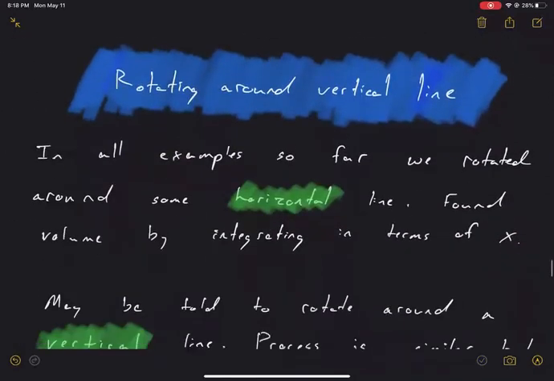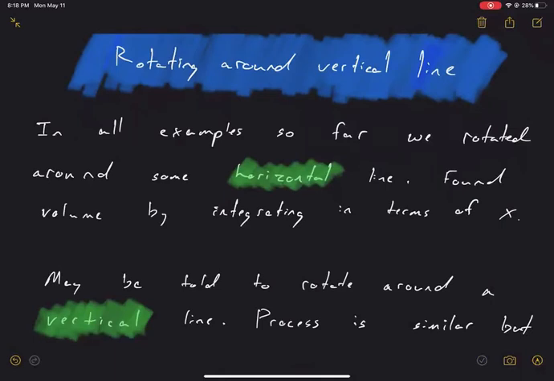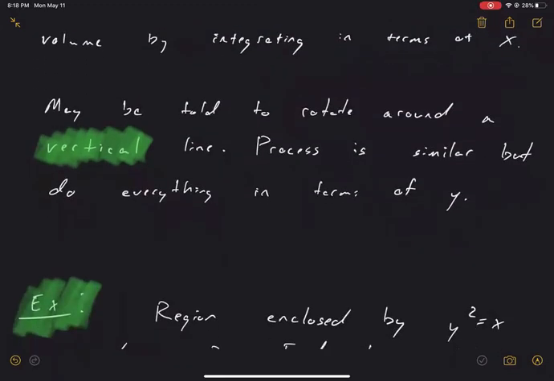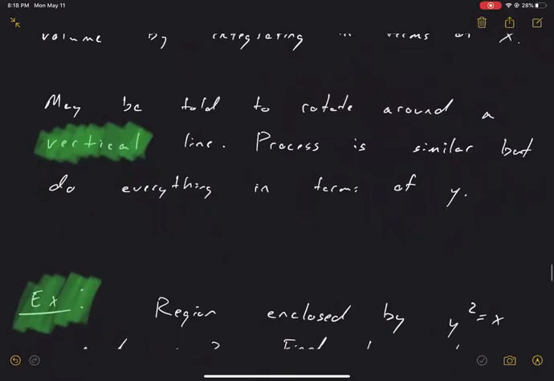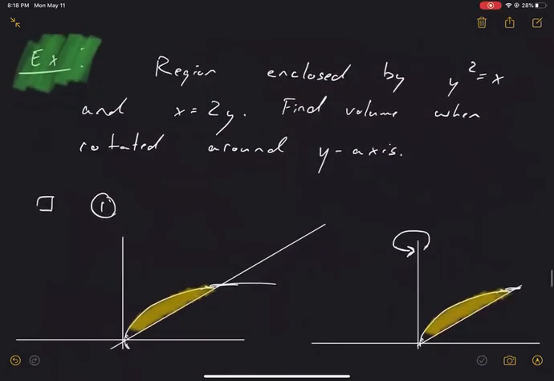In all the examples so far, we rotated around a horizontal line and found the volume by integrating in terms of x. But as I said before, we may be told to rotate around a vertical line instead. Then the process is pretty much the exact same, but we're going to integrate in terms of y. So let's see that in action. Let's say we're given the initial 2D region bounded by the curves y squared equals x and x equals 2y, and we want to find the volume when we rotate this region around the y-axis.